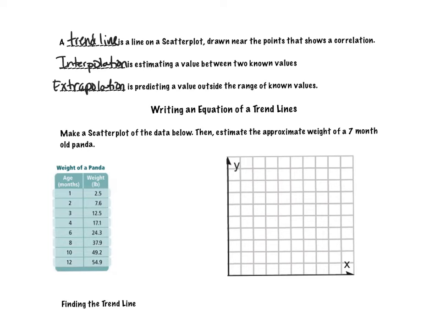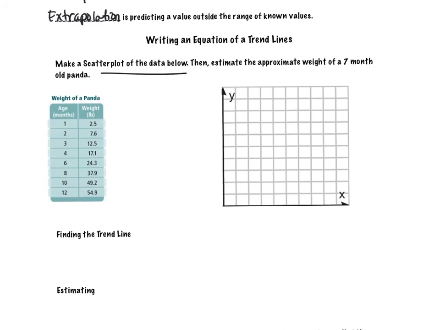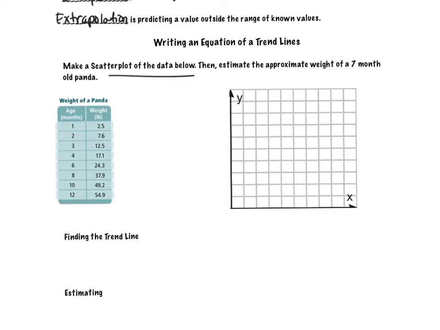So let's look at finding a trend line and estimating something. So first I need to make a scatter plot of this data below, right? So I have my age and weights. So I look at my ages down here on the x-axis and my weight over here, right? So I can say I have 1 and I might go up by 2s.